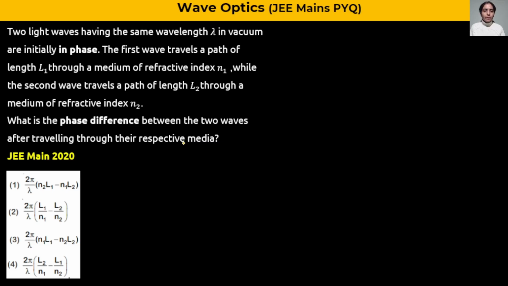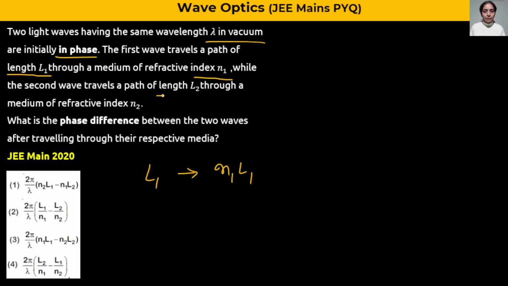Let's move ahead. Two light waves having the same wavelength lambda in vacuum are initially in phase. So they are in phase. The first wave travels a path of length L1 through a medium of refractive index N1. So how much distance did the first light travel? Optical distance we take, so that is N1 L1. What is optical distance? Refractive index of the medium into geometrical length. So this is this one.